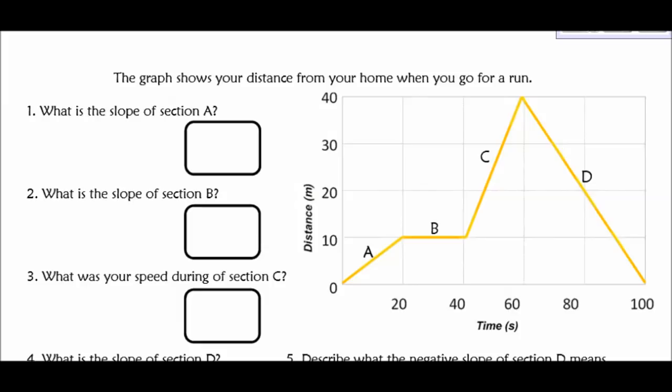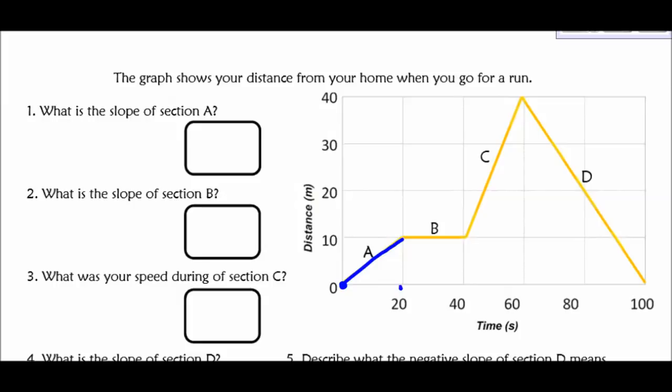So I want to describe each part of this before I get into actually finding the slope. So my distance starts out as 0, and my time starts out as 0. That's the very beginning of the run. Then I start running a little bit. So after 20 seconds, I'm 10 meters from home.